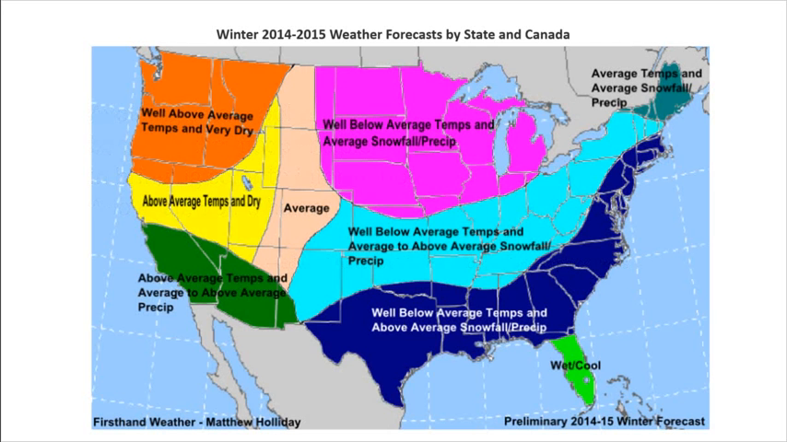Look at this. Winter 2014 to 2015 weather forecasts by state and Canada. Average temps and average snowfall and precipitation, well below average, well below, what? Average, above average, well above average. We can argue about what constitutes harm. It might just mean harmful to your sanity, as in this case.